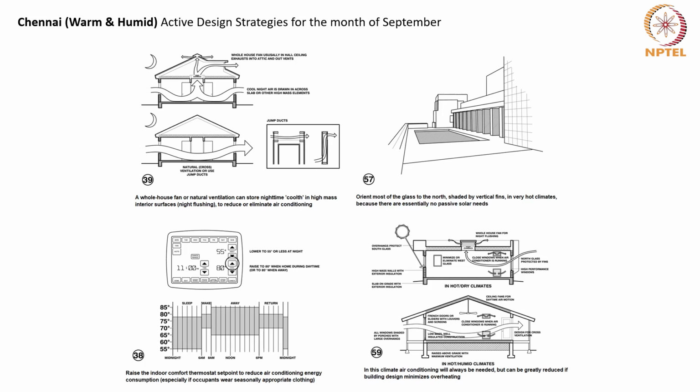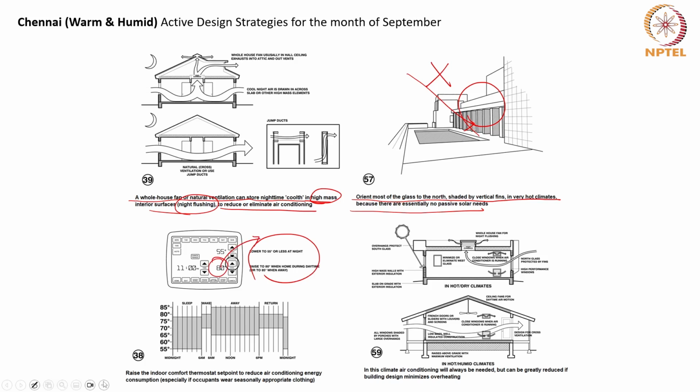energy efficient and sustainable. So the first strategy is to use a whole house fan or natural ventilation, which involves high mass and night flushing, which can reduce or eliminate air conditioning. Then we should orient most of the glass to the north, shaded by vertical fins, because we do not need any solar gain in this climate and in this month. Further, we can lower the set point of the temperature on the air conditioner and save energy. Also, in this climate, air conditioning is always needed, but we can reduce it if we design the building as a response to the climate.